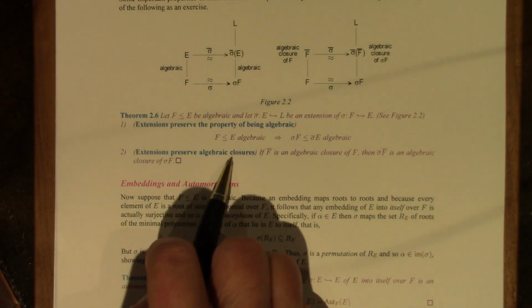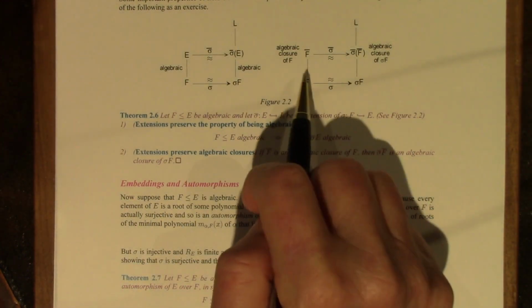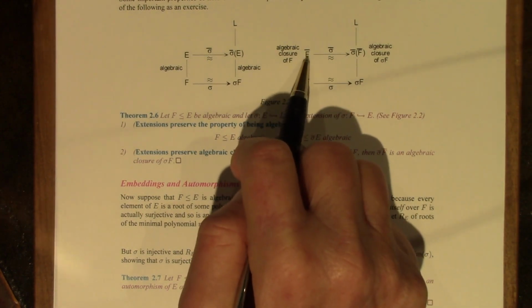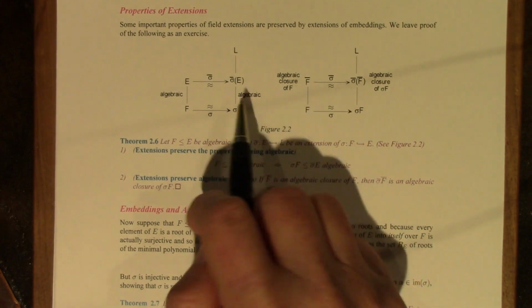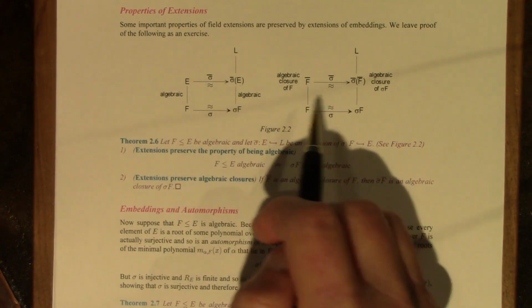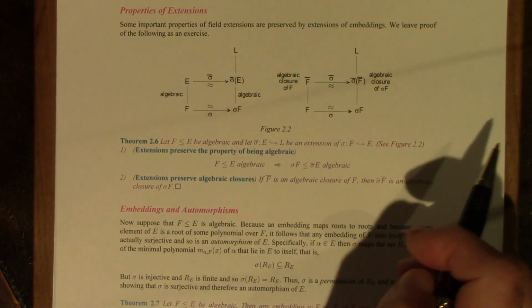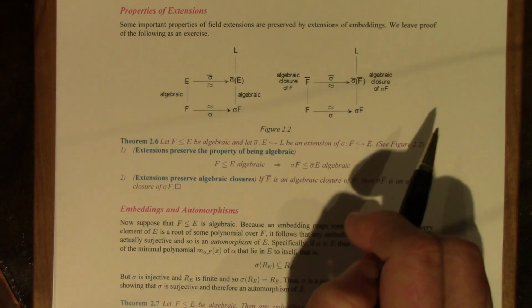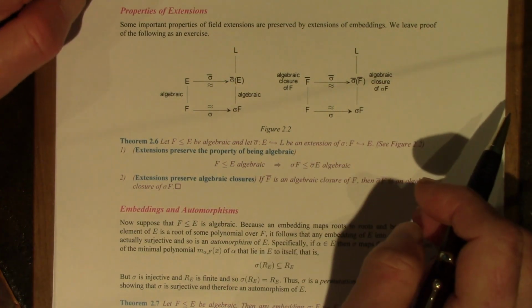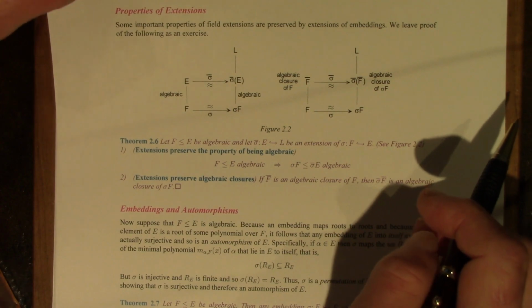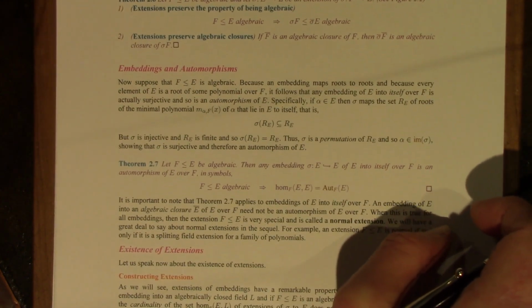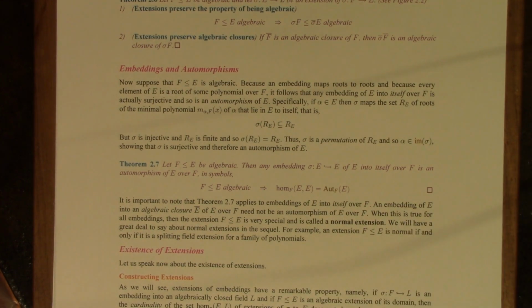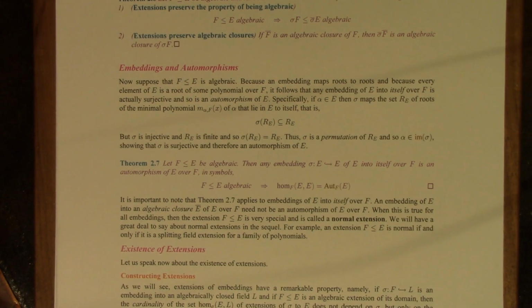Extensions also preserve algebraic closures. They preserve the property of being algebraically closed, and since they also preserve the property of being algebraic, they preserve the property of being an algebraic closure. Okay. So I'm going to let you ponder that because I think it's critically important for you to spend some time dealing with these concepts before they become overwhelming.